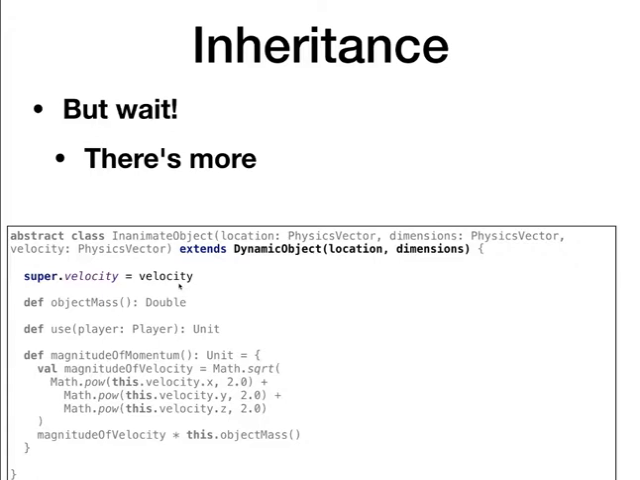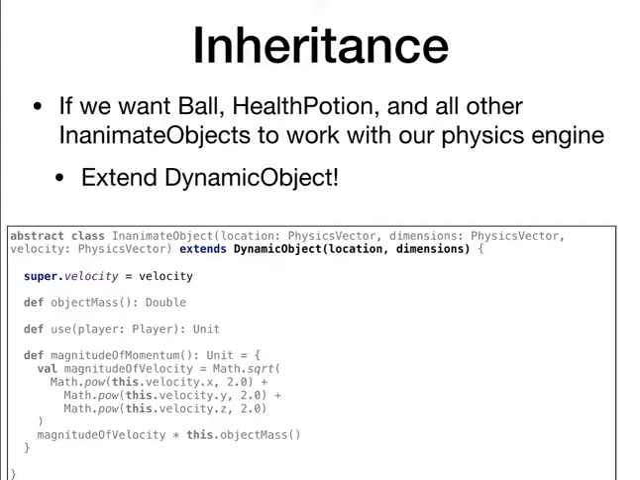Yeah. And if there's a whole chain of inheritance, it'll look for the next instance of a velocity variable in the whole chain of inheritance. So I'll extend dynamic object from inanimate object, and guess what? Everything that we did in physics engine is going to apply to our balls and health potions.